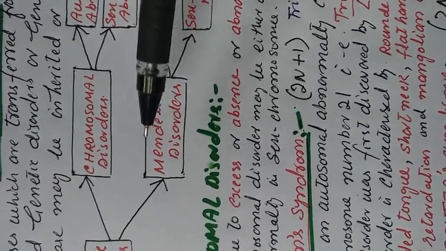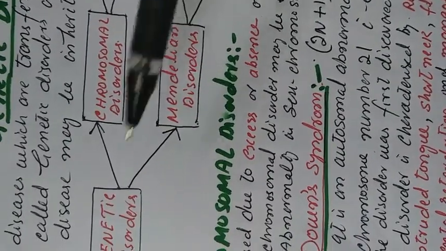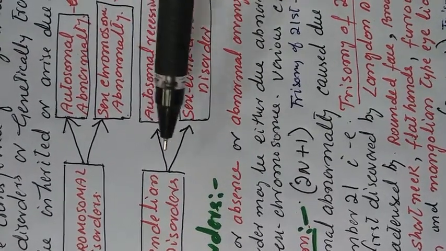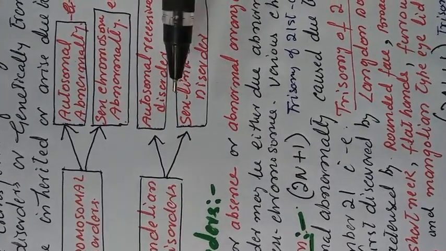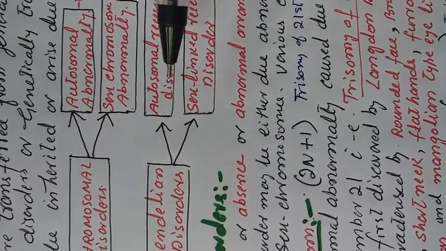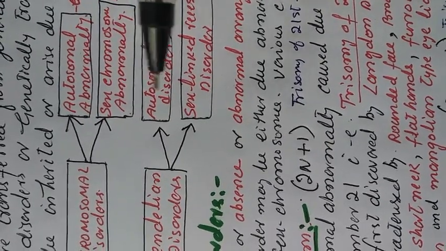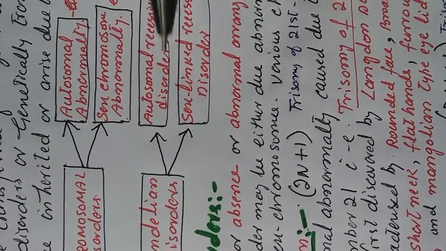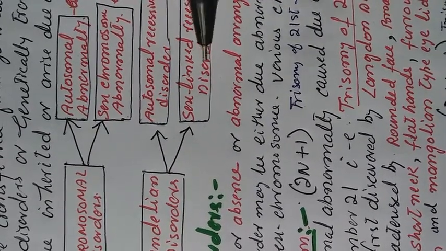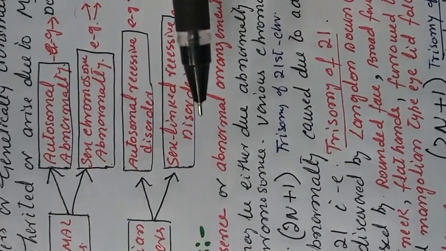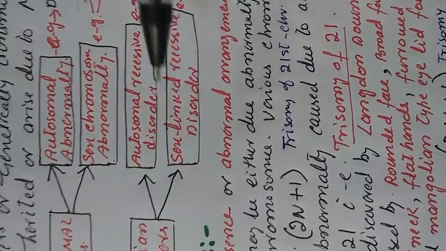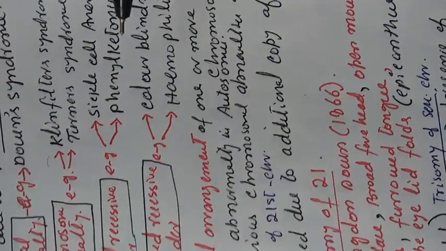Similarly, Mendelian disorders, which are another type of genetic disorders, are further categorized into autosomal recessive disorders, if the genes are present in the autosomes, and sex-linked recessive disorders, if the disorder is present in the genes of the sex chromosomes. The autosomal recessive disorders include sickle cell anemia and phenylketonuria. Similarly, the sex-linked recessive disorders include color blindness and hemophilia.